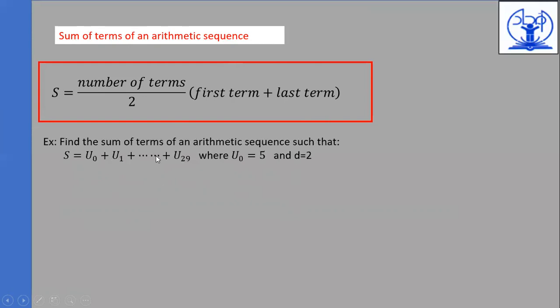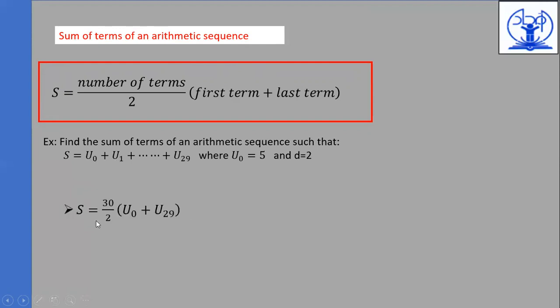For example, find the sum of terms of an arithmetic sequence such that you are finding this sum from U0 till U29, and you are given that U0 is 5, and you are given that the common difference is 2. To find this sum, do we need to find the individual value for each term, then we add them up?